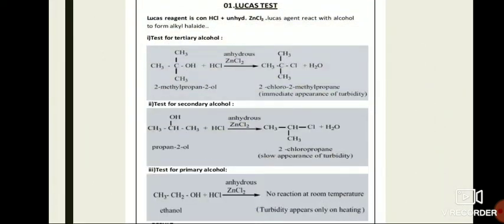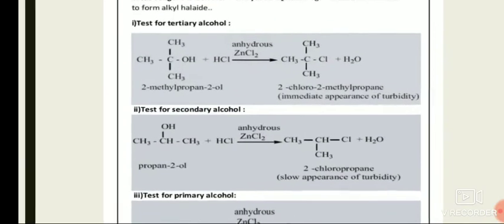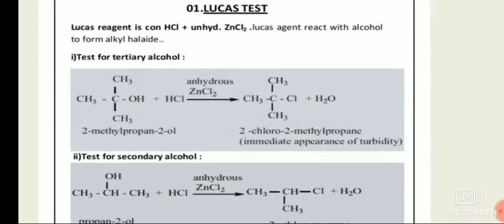First, one of the very important questions: the Lucas test. What is the Lucas reagent? It is concentrated HCl and anhydrous zinc chloride. This mixed solution is called Lucas reagent. The Lucas reagent reacts with alcohol to form alkyl halides.